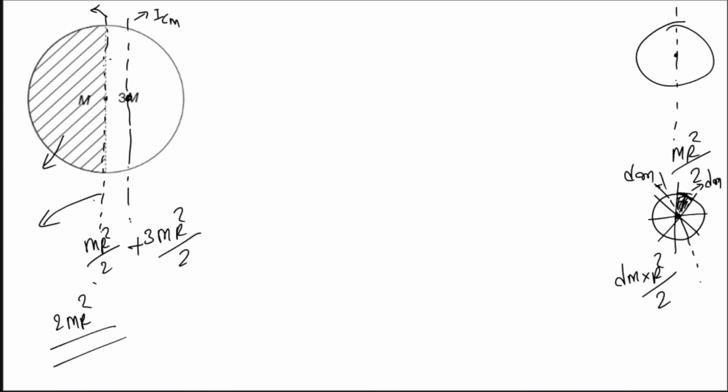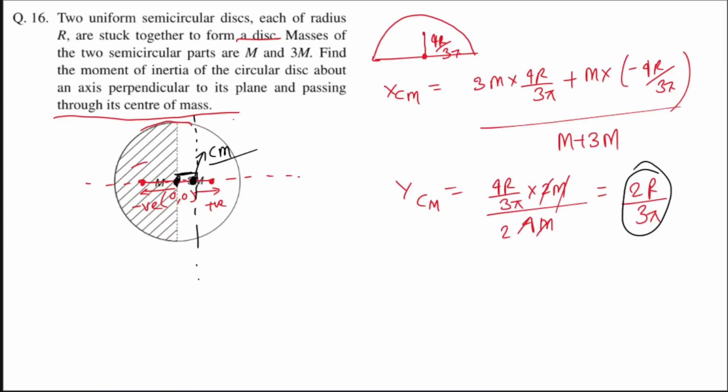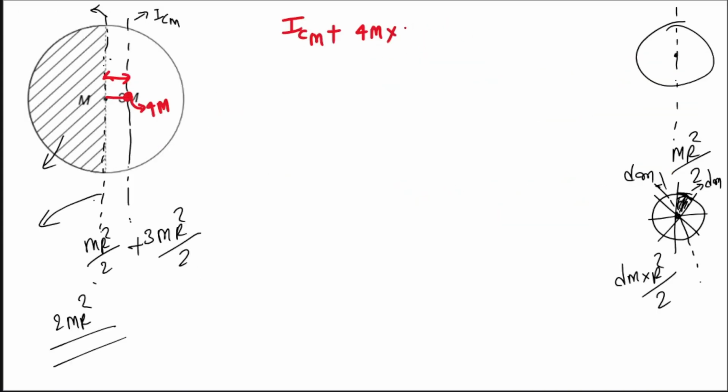Now let us use the parallel axis theorem. Parallel axis theorem हमसे क्या कहता है? So I_CM plus this distance, and this is the position of center of mass. So this is the position where 4m mass is concentrated. So I_CM plus 4m into this distance ka square, and that will be how much? That is 2r by 3 pi we got, right? Yes, 2r by 3 pi. Done है. इसका square will be equal to I, where I is the moment of inertia around this line.